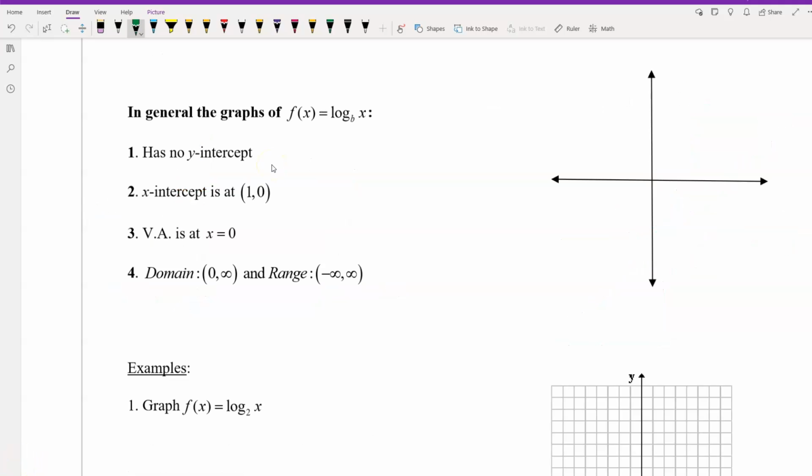In general, the graph of f of x equal to log x has no y-intercept. Number 2, x-intercept is at 1, 0, and we have a vertical asymptote, and that is x equal to 0. Domain is 0 to infinity, and range is negative infinity to positive infinity. So what we had for our graph log, we had this point 1, 0, and we had another one, b, 1.